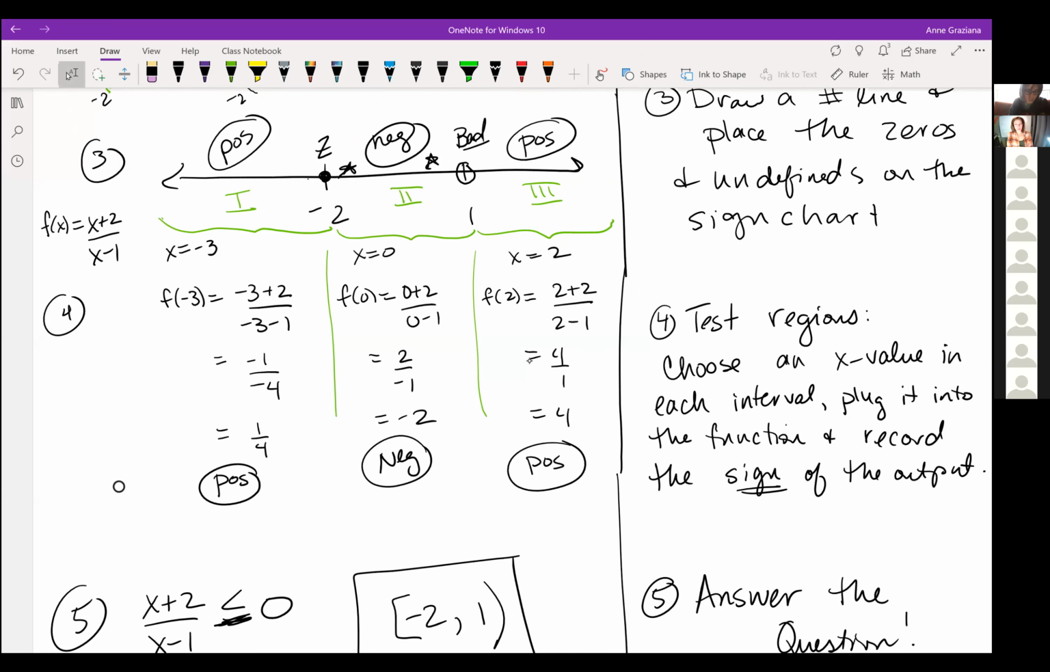So you guys can see it's a lot of steps, right? It's a lot of steps. But the final part's easy, I think, once you get your sign chart done. You just gotta answer the question.